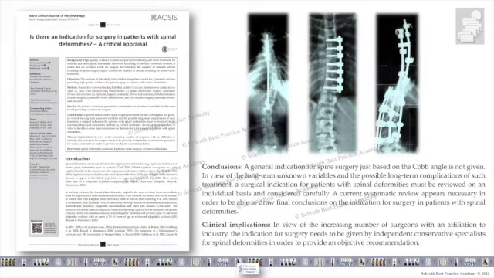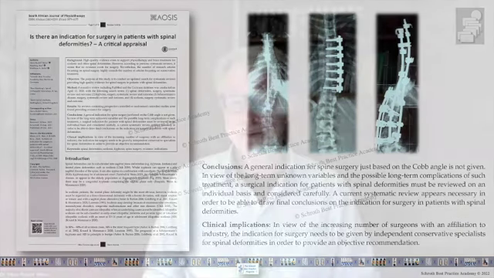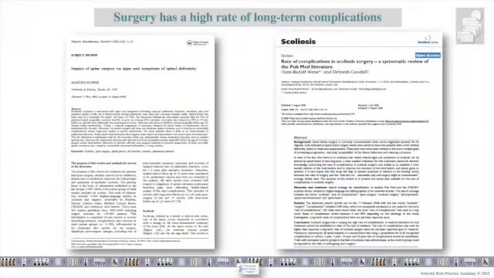Still today, no evidence for spinal surgery has been established in patients with spinal deformities, a fact supporting the conclusion that there is no indication for this kind of treatment. On the other hand, surgery seems to have a high rate of long-term complications. This has been found by Hans in 2006 and later by our working group as well.